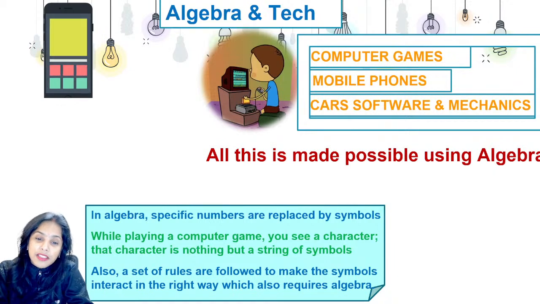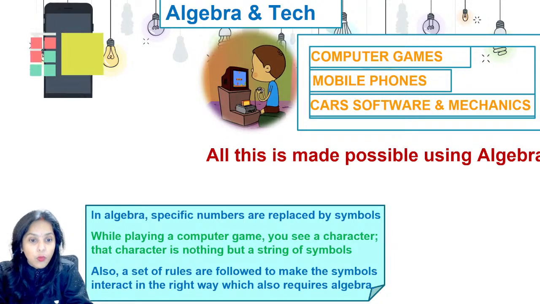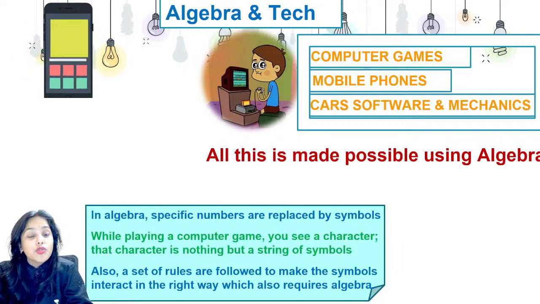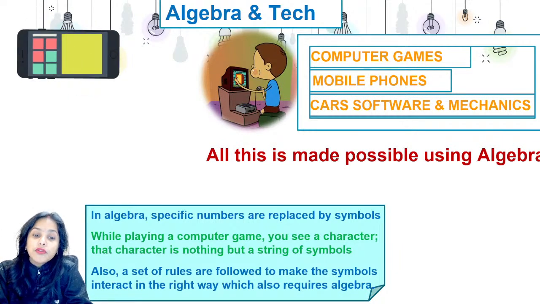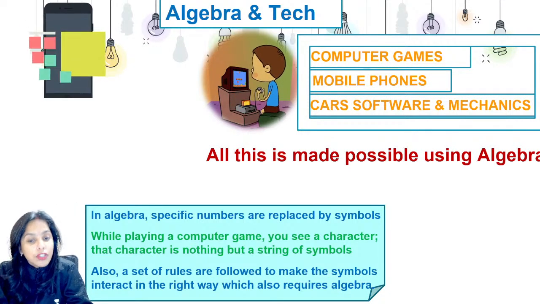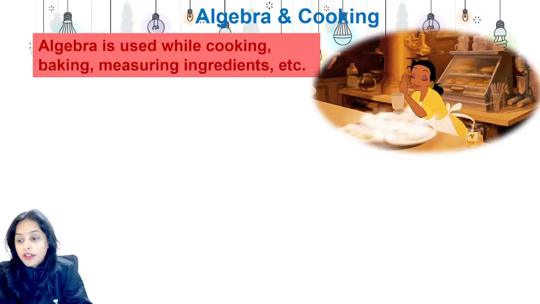In algebra, specific numbers are replaced by symbols. While playing a computer game, you see a character. That character is nothing but a string of symbols. Also, a set of rules are followed to make symbols interact in the right way, which also requires algebra. Correct? So what else are the uses of algebra?